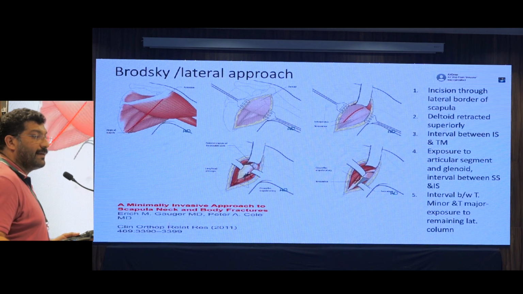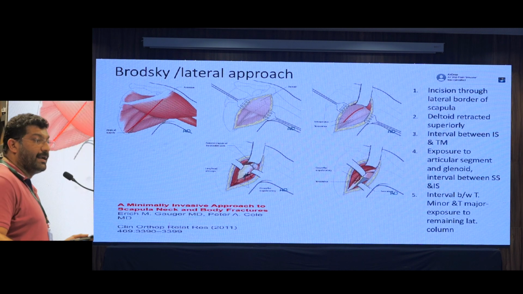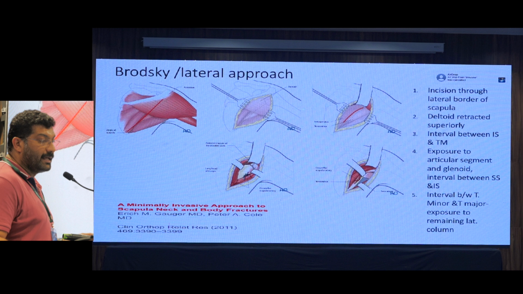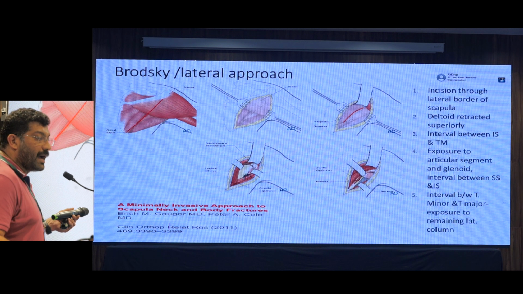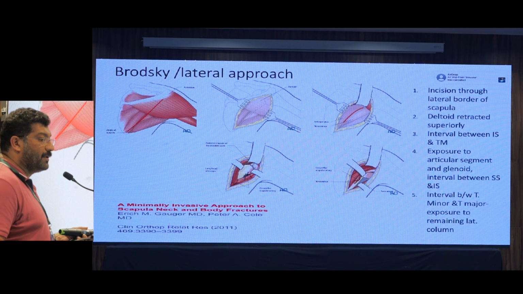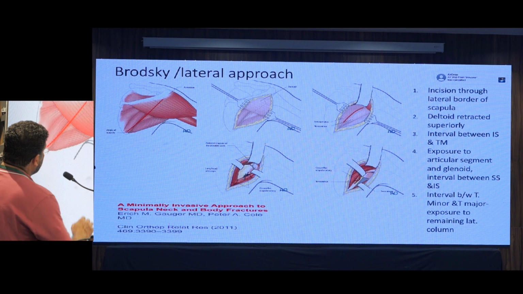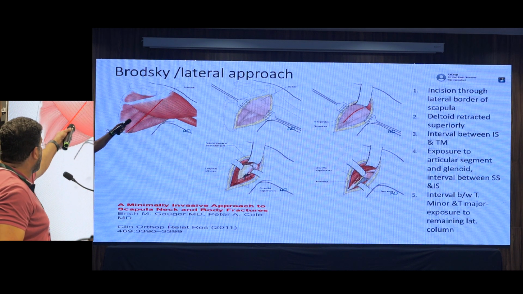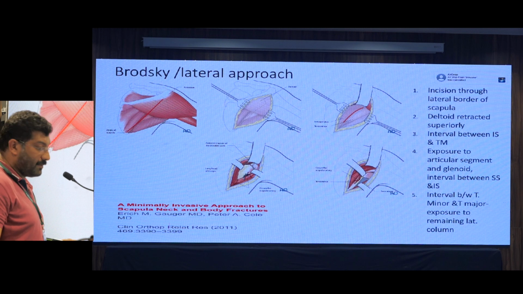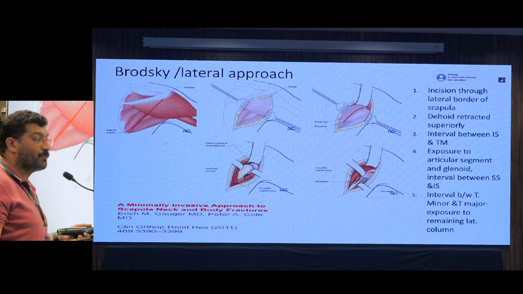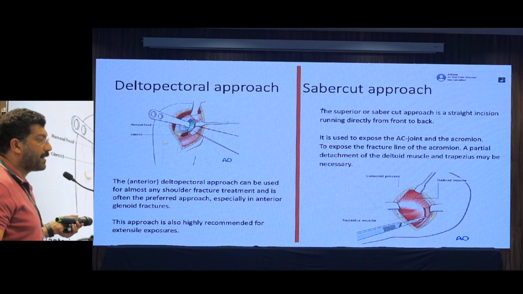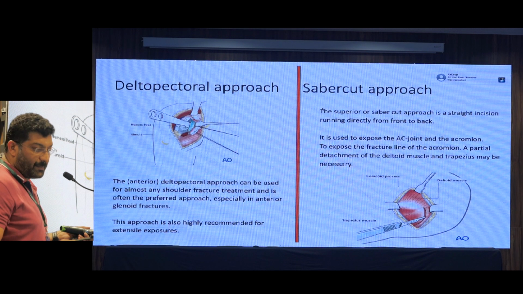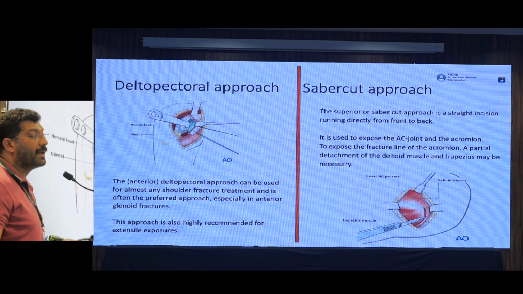So, what are the things? Incision through the lateral border of the scapula, deltoid retracted superiorly, interval is between the infraspinatus and the teres minor, exposure of the articular segment and the glenoid, interval between the supraspinatus and the infraspinatus. Elevated, then towards the end you will see the whole thing, and the whole lateral part of the scapula is exposed. The other approach, deltopectoral, is for the anterior part of the glenoid fractures. The superior approach is for the acromion.